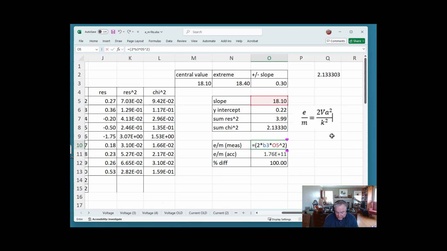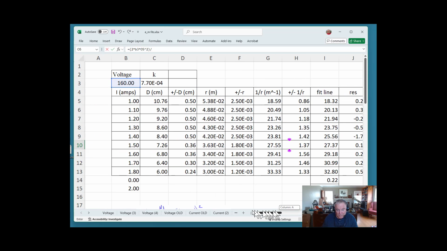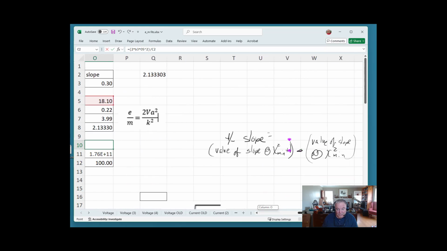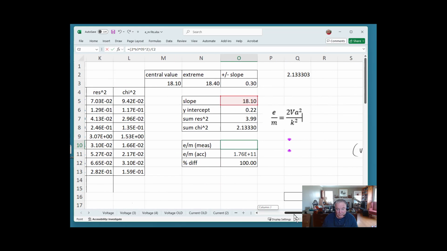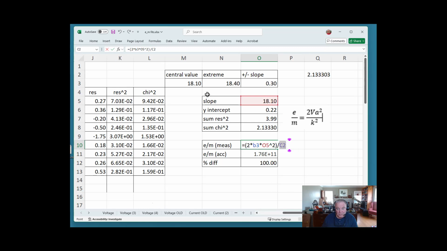And divided by the K value, which is here. And we don't need dollar signs because we're not using the fill handle. And, yeah, oh, square it. All right. Value. Ooh, why doesn't it like it?